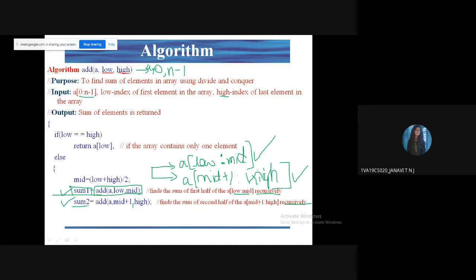Add sum 1 and sum 2. And so finally return sum 1 plus sum 2. Yes, sum 1 is the solution of my first half. Sum 2 is the solution of my second half. I'll just combine them with one single addition. Are you all getting it?